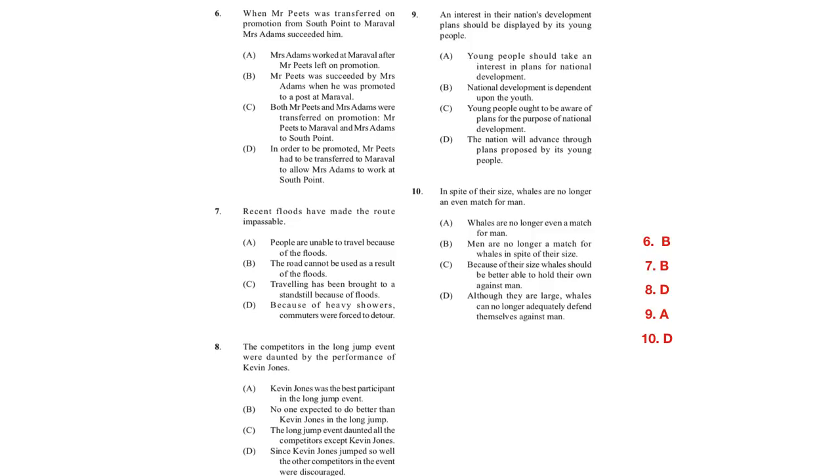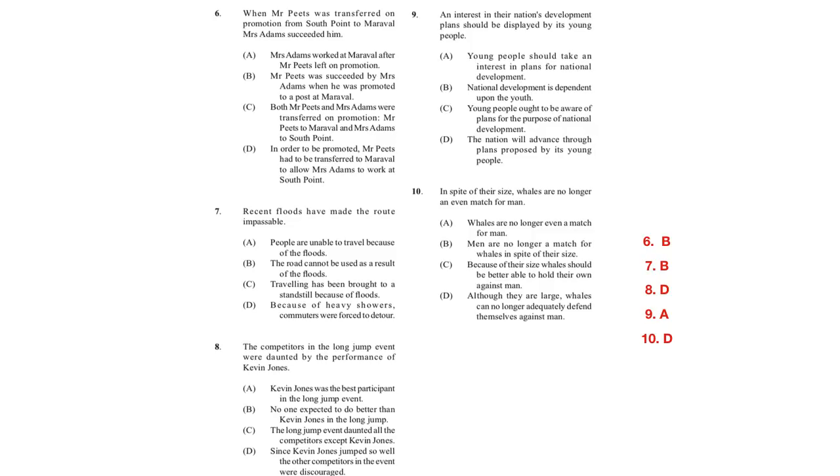The competitors in the long jump event were daunted by the performance of Kevin Jones. A, Kevin Jones was the best. Nobody told you that. B, no one expected to do better than. Nobody said that. C, the long jump event daunted all the competitors except. Nobody said that. That is nonsense. D, since Kevin Jones jumped so well, the other competitors in the event were discouraged. That is the best answer.